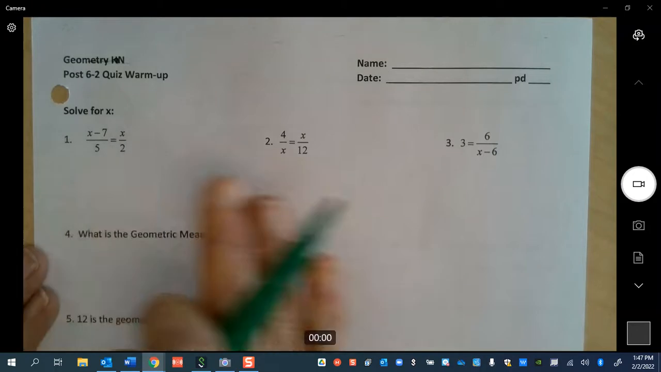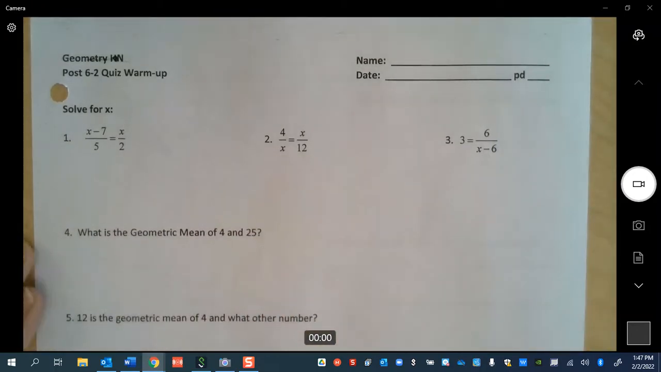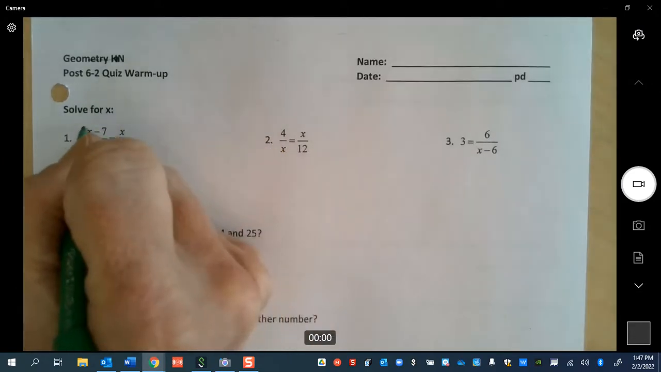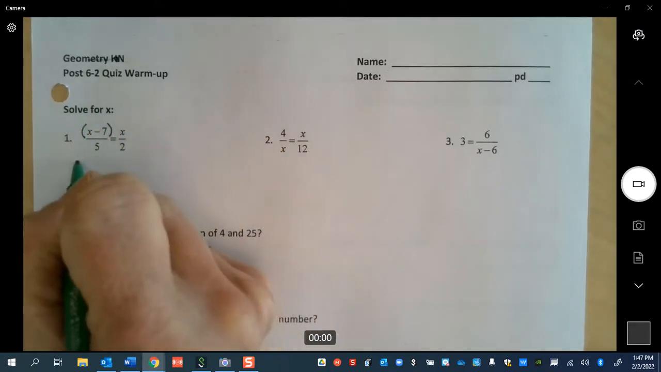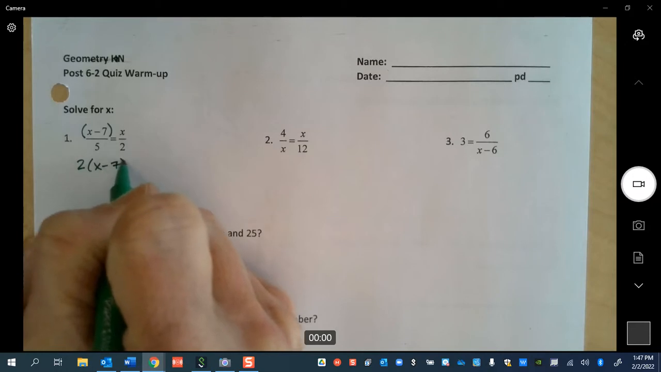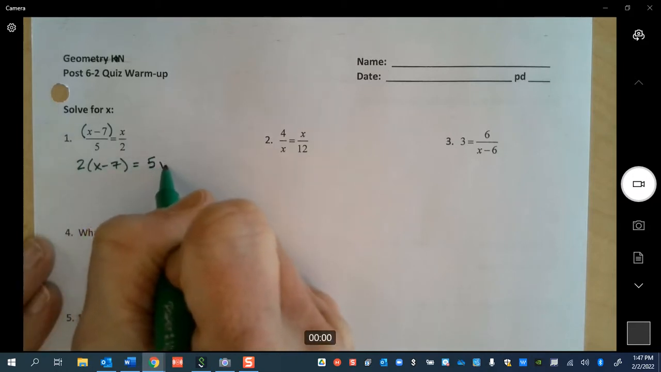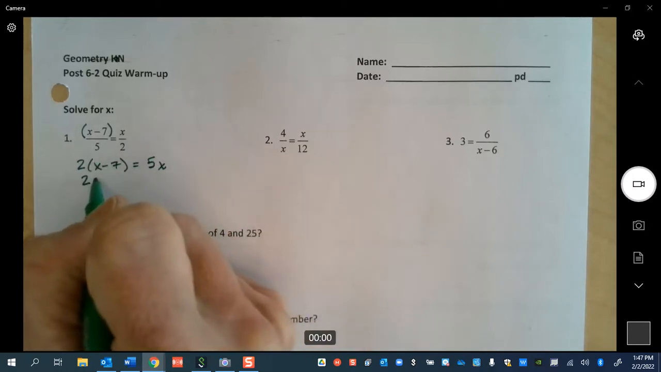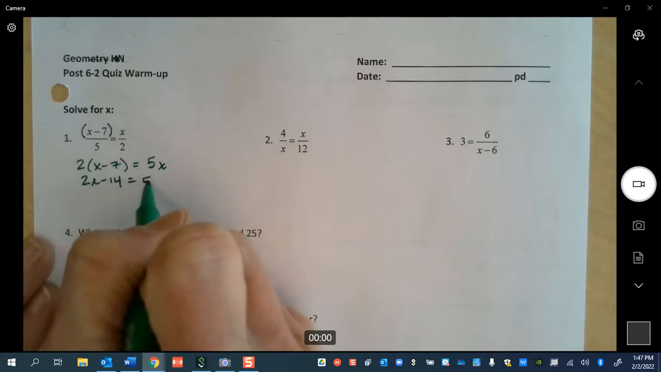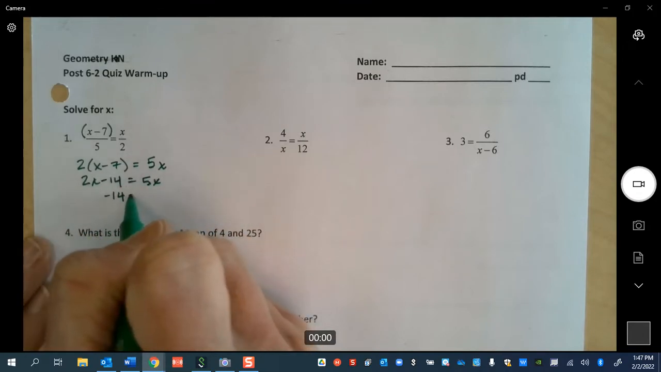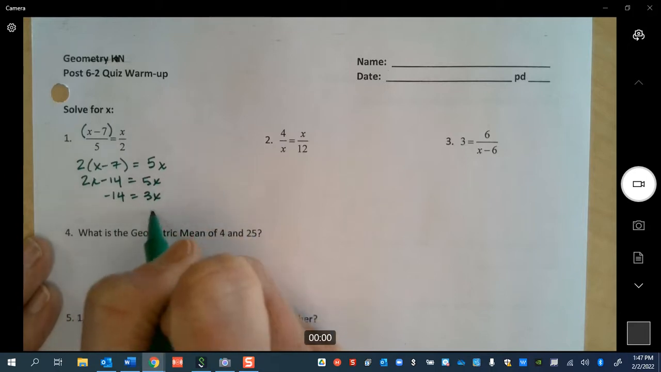I gave you 3 different types of proportions, and each one is targeted with something you need to review. Number 1, did you make sure you bubble wrapped this? Did you make sure that you used cross products to solve? Did you make sure you used the distributive property? Did you combine like terms?